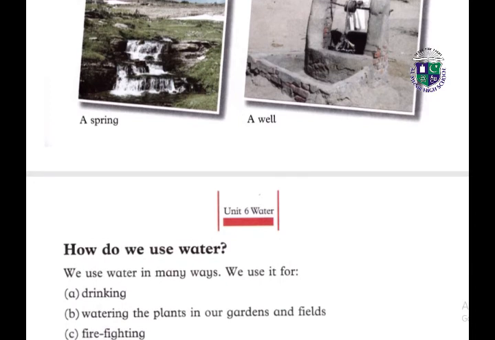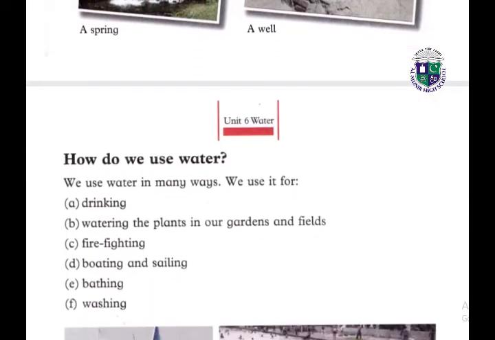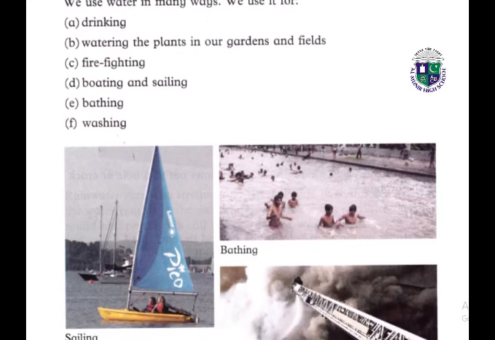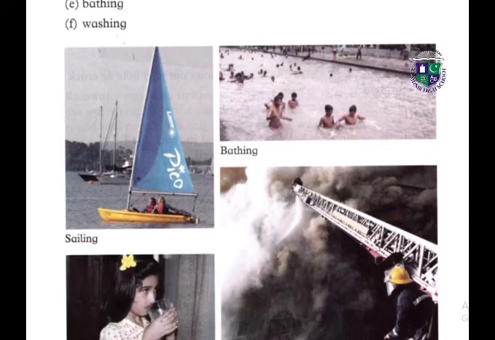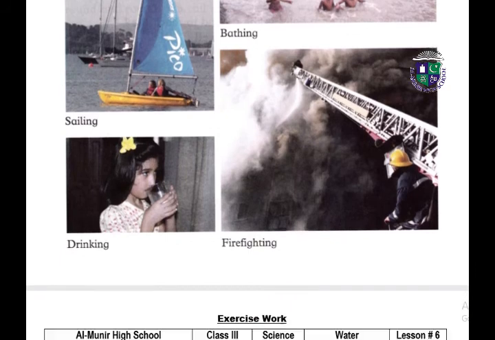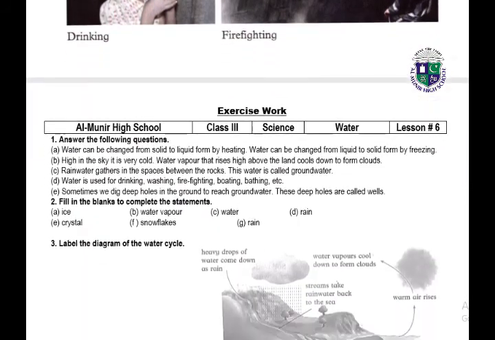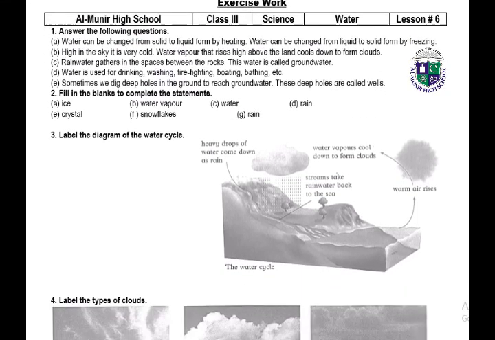Next, how do we use water? We use water in many ways. We use water for drinking, watering the plants in our garden and fields, for firefighting, for boating and sailing, bathing, washing. Look at these pictures. These pictures are showing different uses of water. Yes, we drink water.